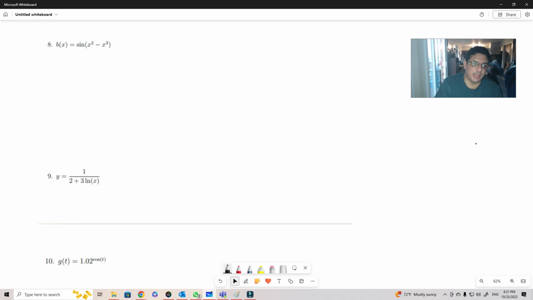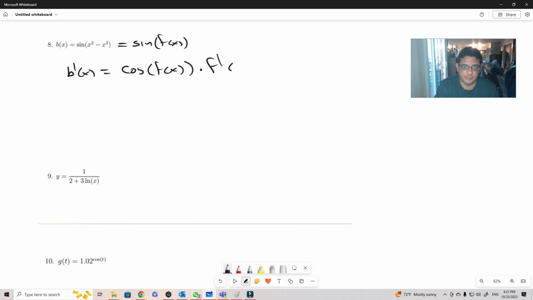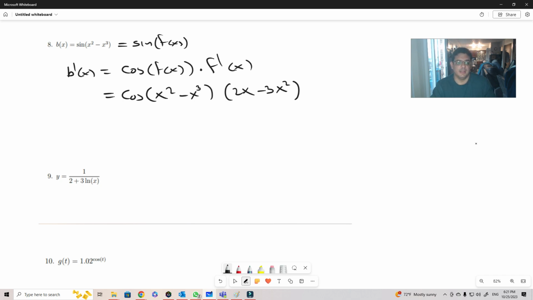Following this logic, number 8 is also the sine of a function f of x. And so b prime of x would be the cosine of f of x times f prime of x, the derivative of the inside. We go back and say, well, what is the inside function f? 6 squared minus x cubed, so the derivative of that one is 2x minus 3x squared. That's it.